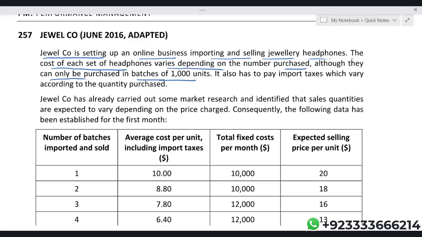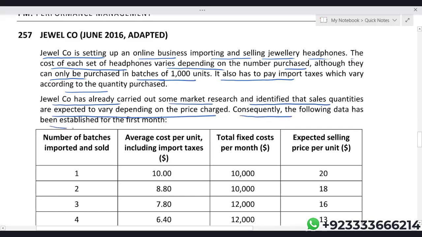One batch means 1,000 units. You cannot even go for 1.5 batches. You will have to buy in batches, and one batch means 1,000 units. It also has to pay import taxes, which vary according to the quantity purchased. Obviously, import taxes are not the same. They vary according to the quantity you are buying. Jewel company has already carried out some market research and identified that sales quantities are expected to vary depending on the price charged. Consequently, the following data has been established for the first month.